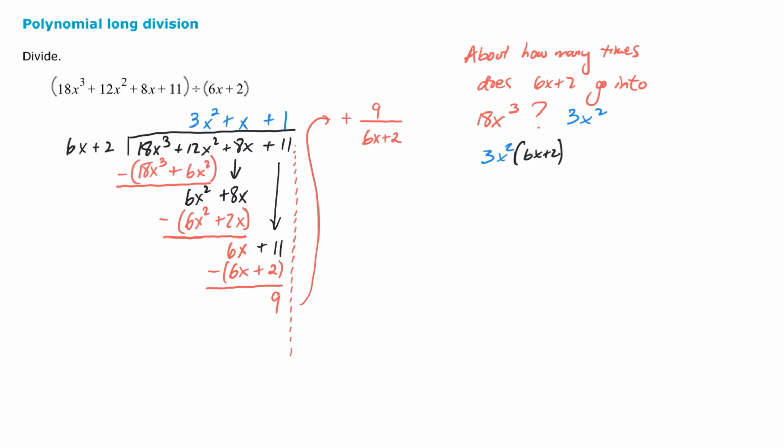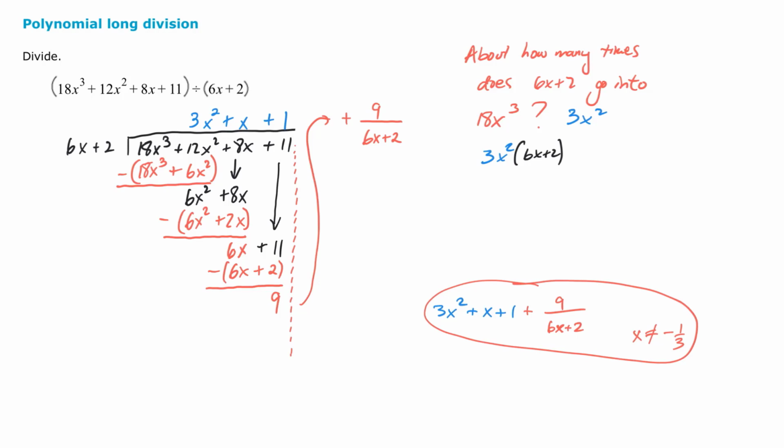Your final answer will look something like this: 3x squared plus x plus 1 plus 9 over 6x plus 2. Make sure you're paying close attention to the domain. x cannot be what? Let's say negative 1/3. Circle your answer.